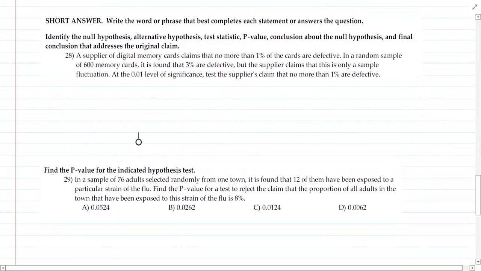Here we are on 28. On 28, we have one where we identify the null hypothesis, the alternative hypothesis, the test statistic, the p-value, and the conclusion. All right, here we go. A supplier of digital memory cards claims that no more than 1%, no more than 1%. So that's less than or equal to, isn't it?